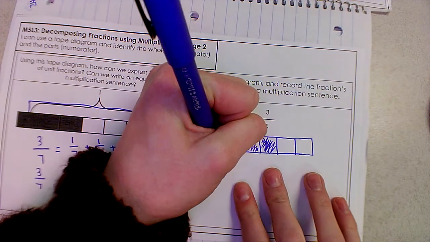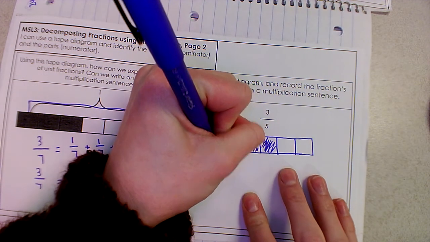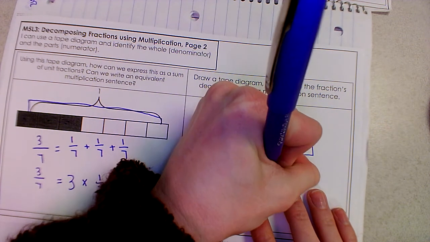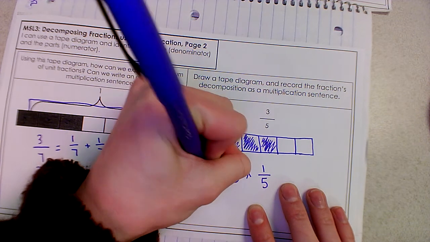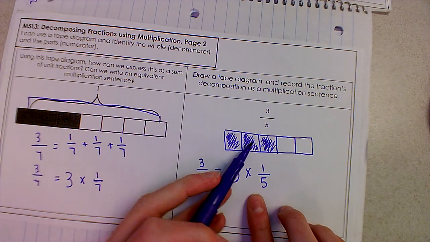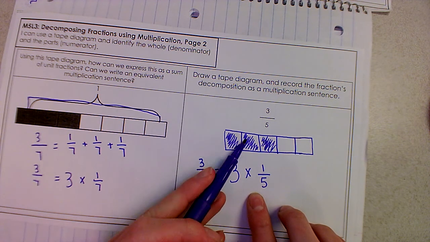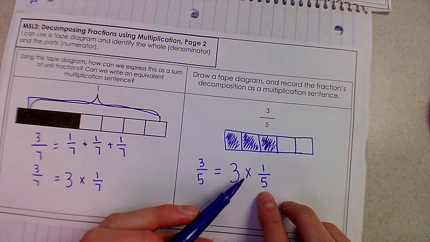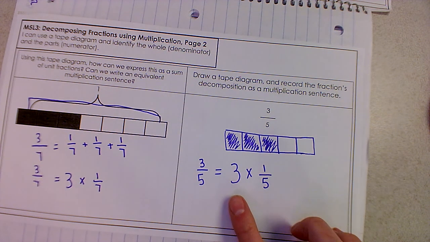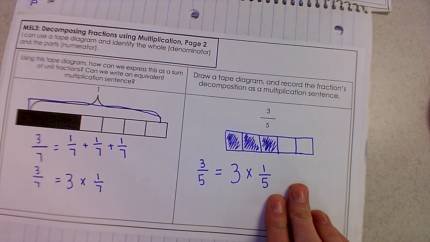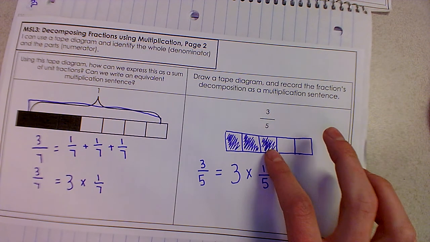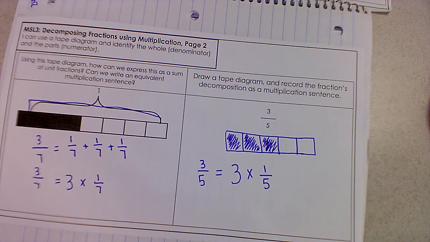And then if we wanted to write this using multiplication, you could do 3 times 1/5. And that equals 3/5, because you can see that 3 boxes are shaded, and that would be times 1/5. Now, I just want to make sure that 3 times 1/5, that would be the same as writing 1/5 plus 1/5 plus 1/5 equals 3/5.